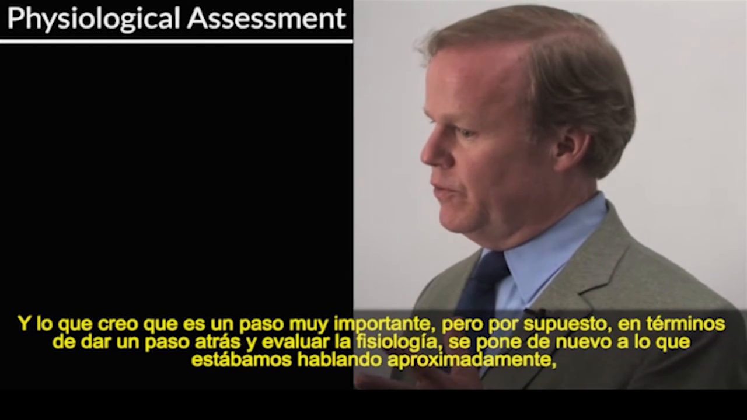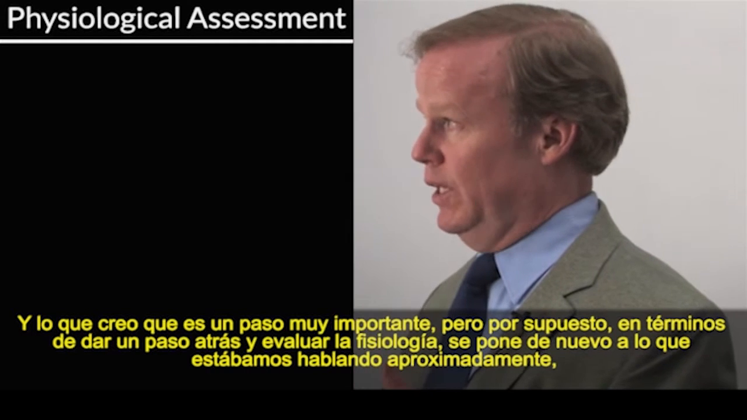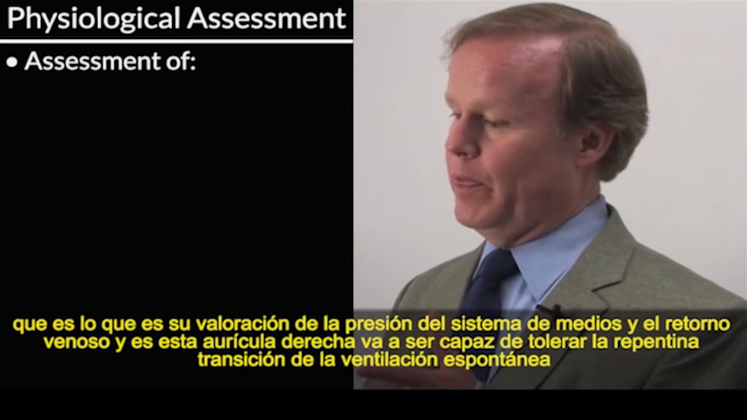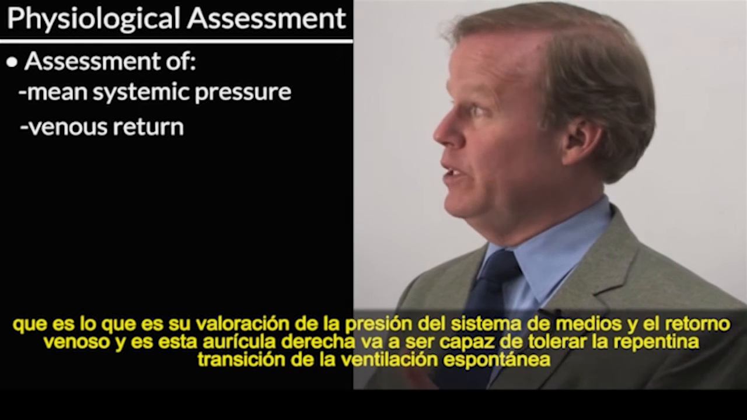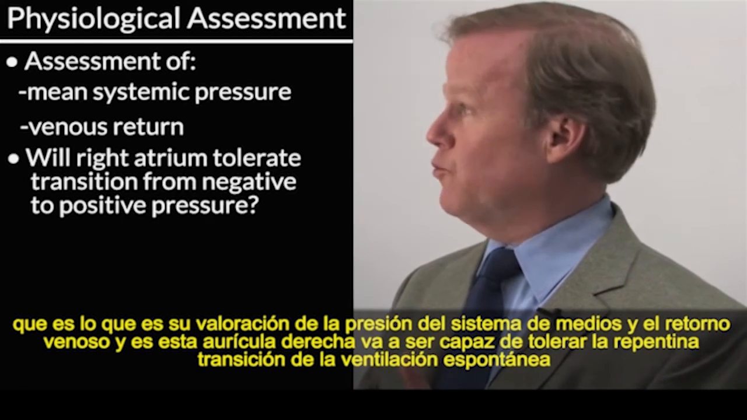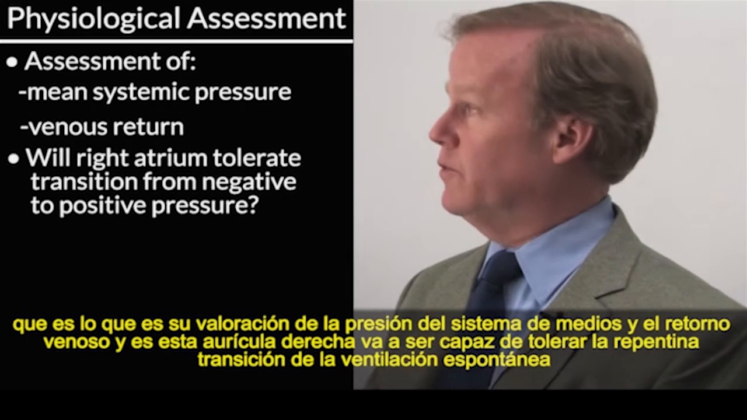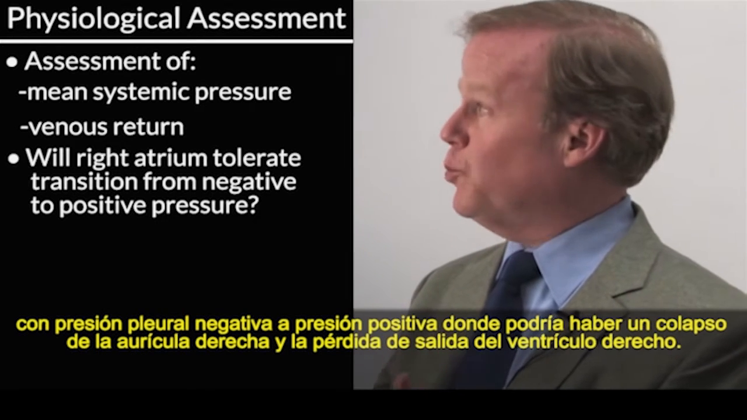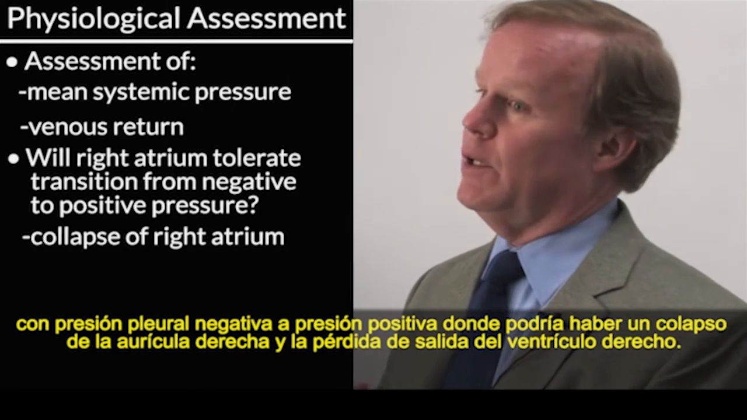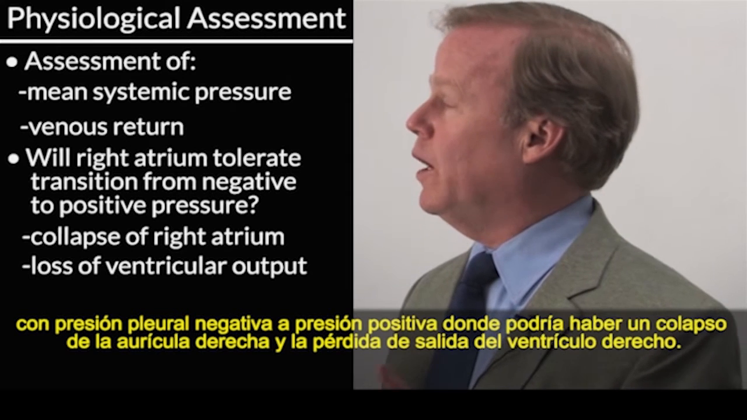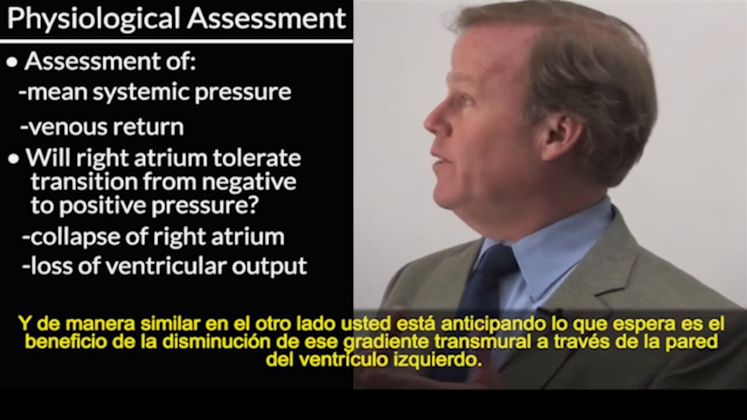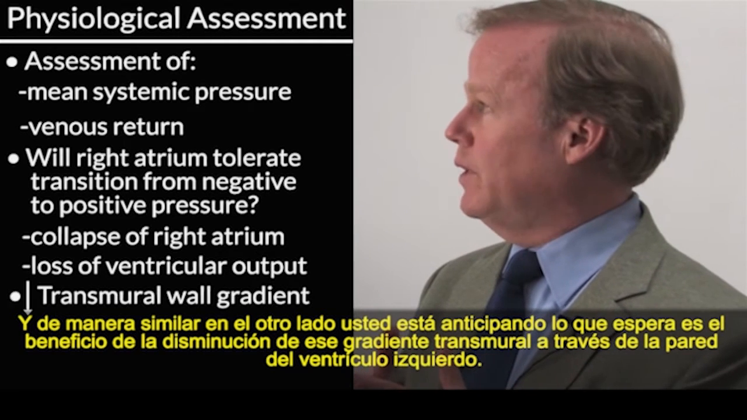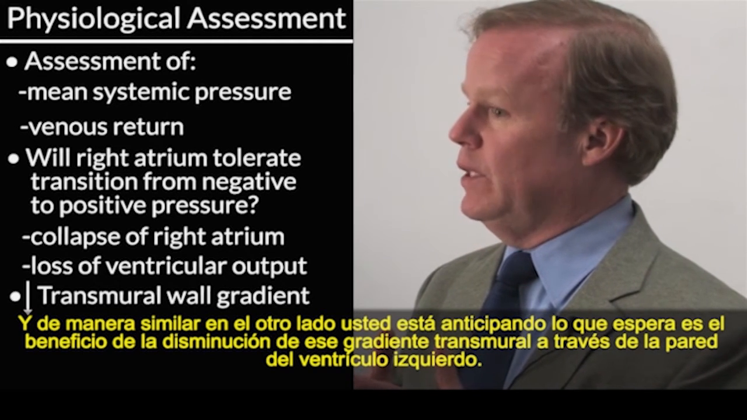But of course, in terms of stepping back and assessing the physiology, it gets back to what we were just talking about, which is what's your assessment of mean systemic pressure and venous return? And is this right atrium going to be able to tolerate the sudden transition from spontaneous ventilation with a negative pleural pressure to positive pressure, where there could be a collapse of the right atrium and the loss of right ventricular output? And then similarly, on the other side, you're anticipating what you hope is the benefit of decreasing that transmural wall gradient across the left ventricle.